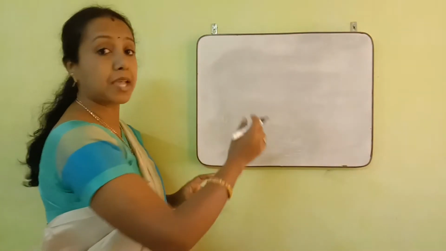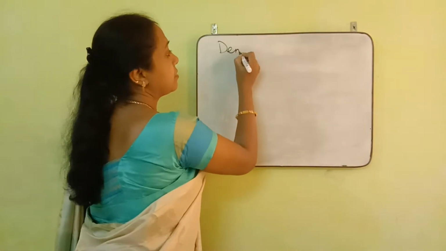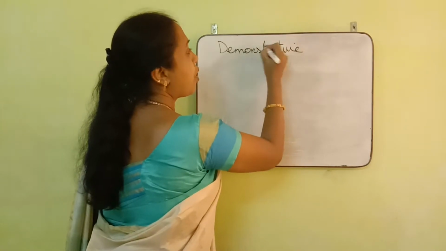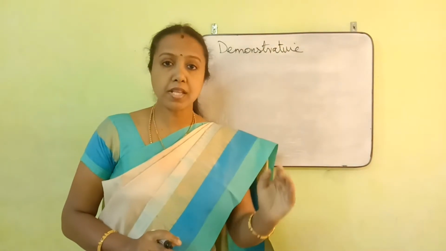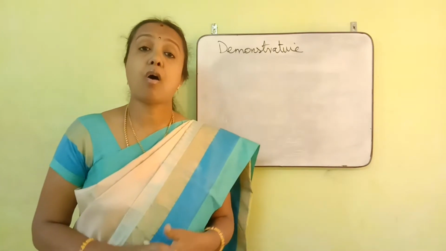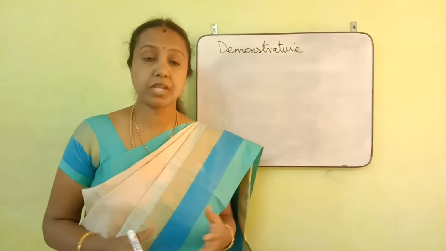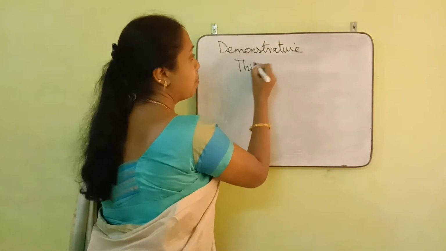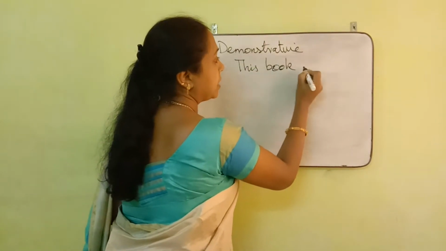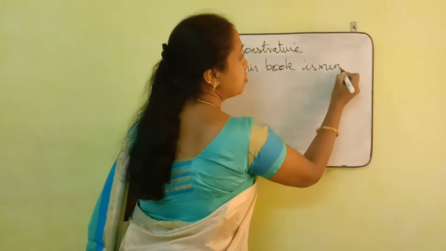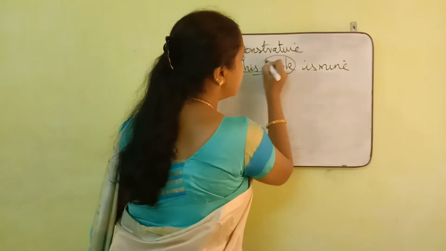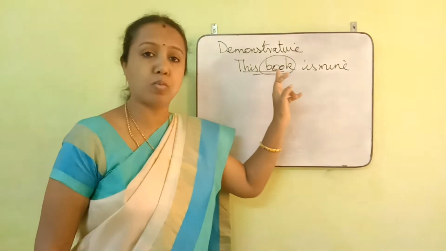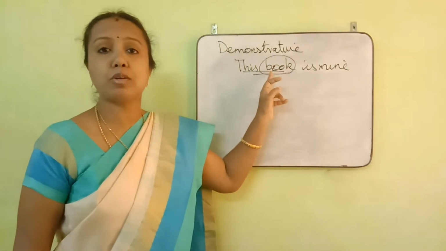The next type is the demonstrative adjective. What is a demonstrative adjective? When you point out a place or a thing or a subject or an object, it is called a demonstrative adjective. This book is mine. Now you point out this book, okay, this book. You give a lot of stress on the word book. You describe this book.